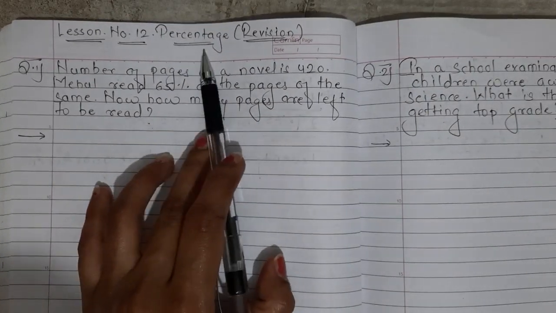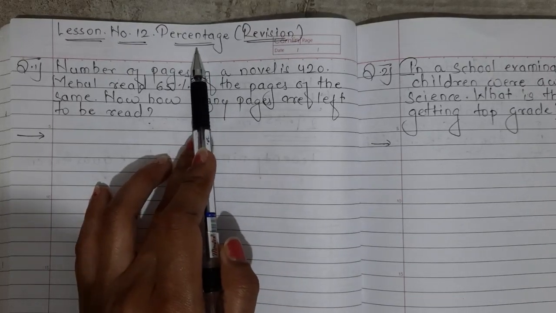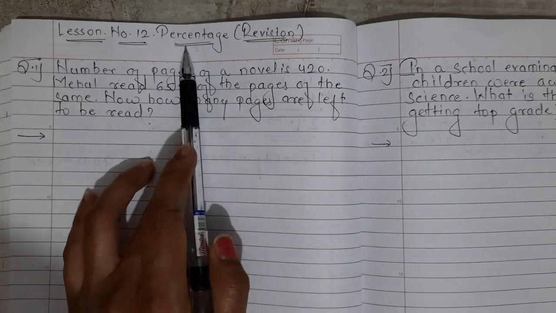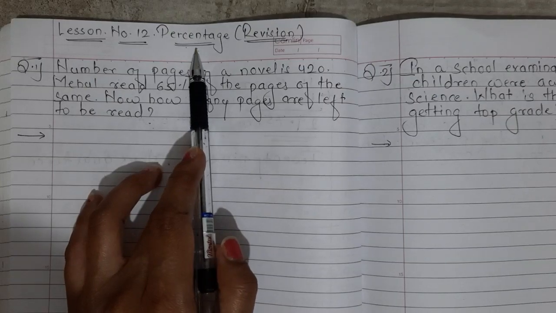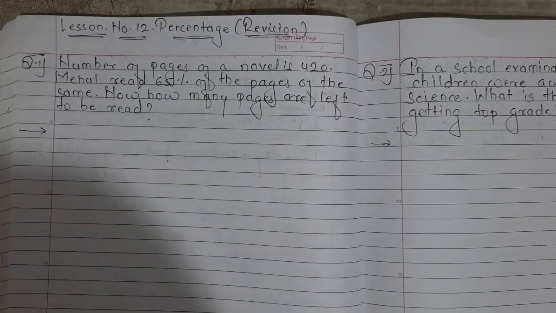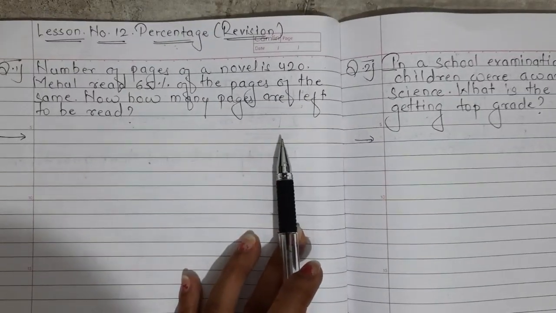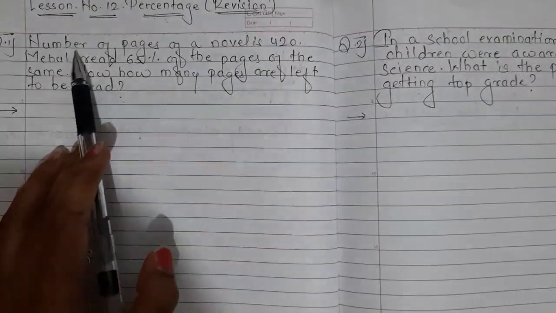Now you know that percentages are always calculated out of 100. I have told you while teaching the lesson that percentages are always calculated out of 100. So today we are going to solve 2 to 3 sums based on this. Let us read question number 1.